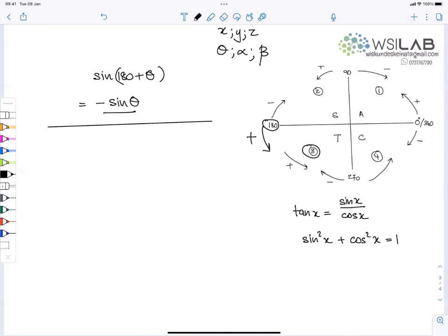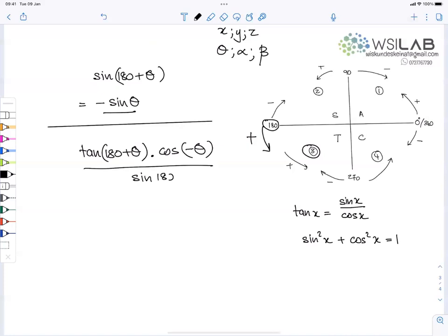All right. Okay, you got those two. So say, for instance, I have tan(180 plus theta) times cos(minus theta) divided by sin(180 minus theta). Let's do that sum. That's about 4 marks. Okay, now check.